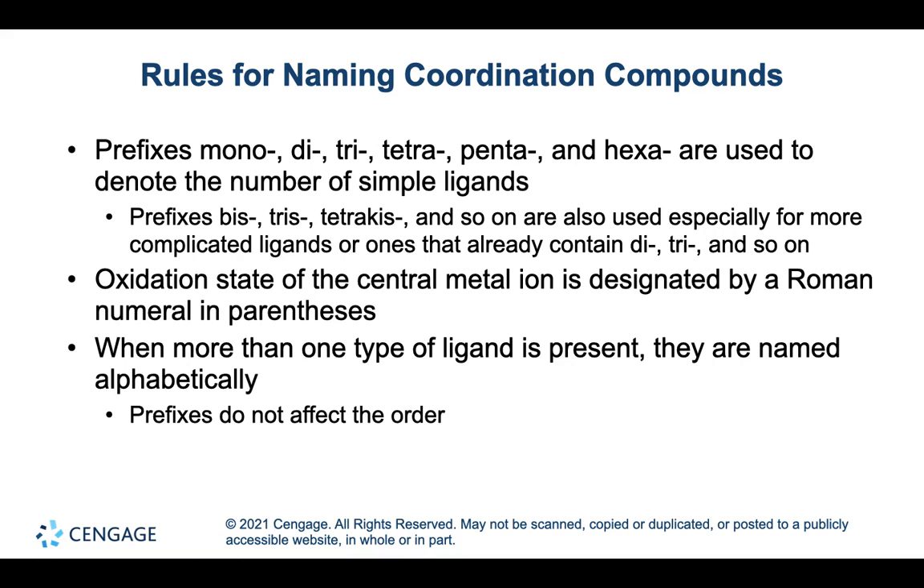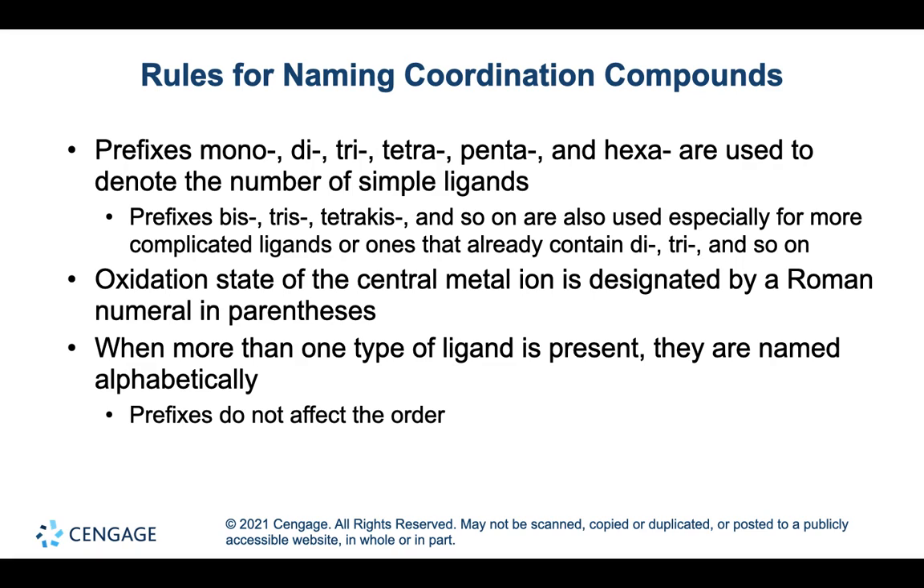We do see the prefixes mono, di, tri, tetra, penta, hexa used to denote how many simple ligands are attached. And where there are 2 pairs, you might see bis, tris, or tetrakis used so that you're not repeating the same prefix. Bis would be 2, tris would be 3, tetrakis would be 4.